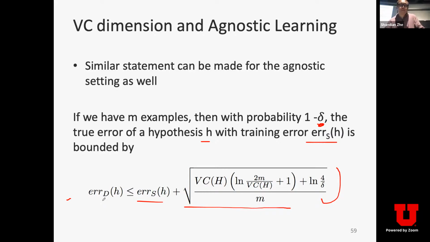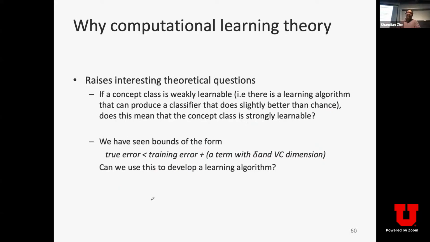And also, the smaller the VC dimension, the smaller this term as well, and the tighter the bound. That means the closer your true error is to the training error. So this result motivates us, and raises the question: can we design some learning algorithm based upon our observation on this bound?